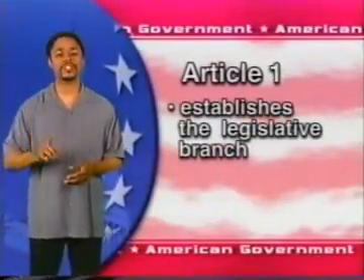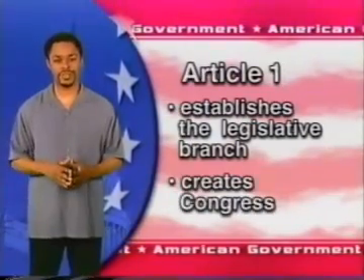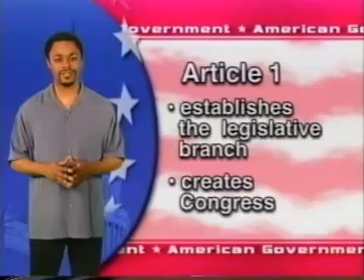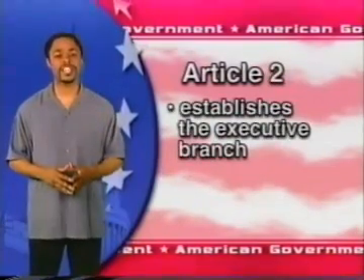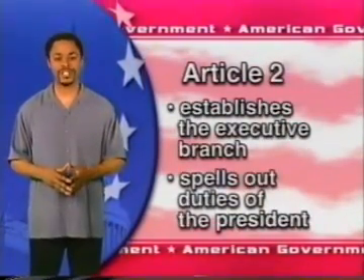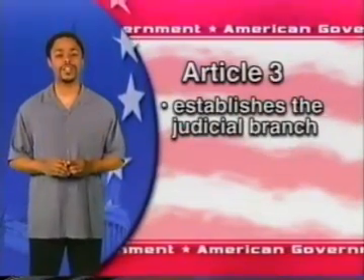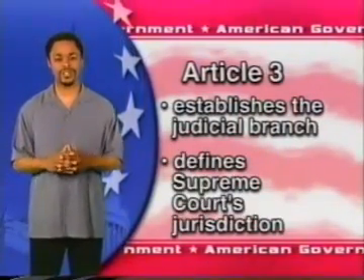Article 1 establishes the legislative branch and creates Congress, a bicameral legislature. That means it has 2 houses. Article 2 establishes the executive branch and spells out the duties of the president. And Article 3 establishes the judicial branch and defines the Supreme Court's jurisdiction.